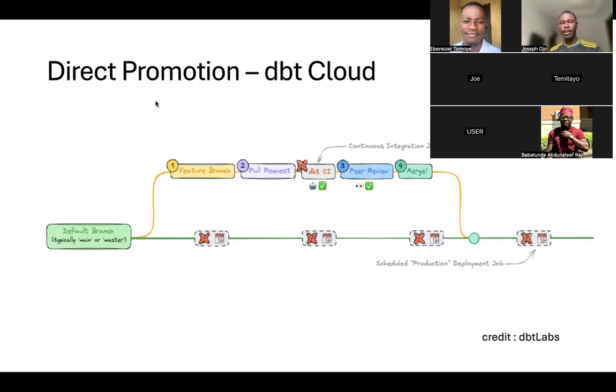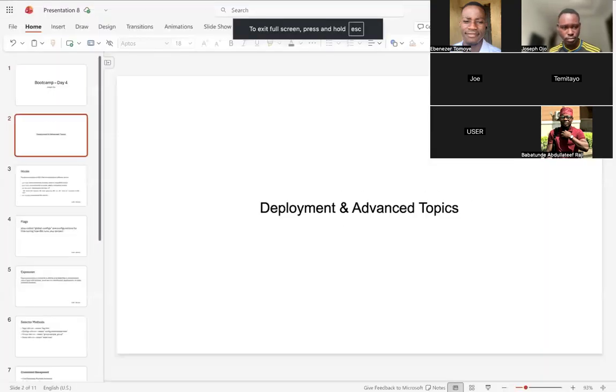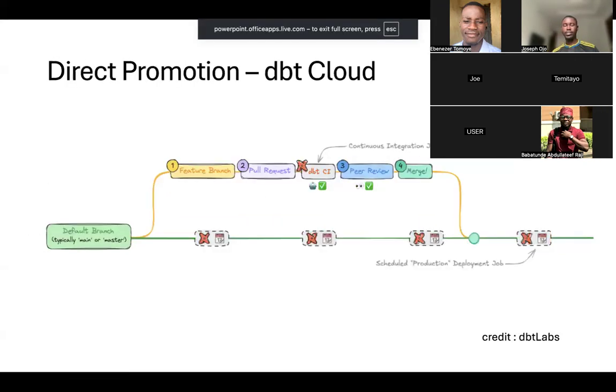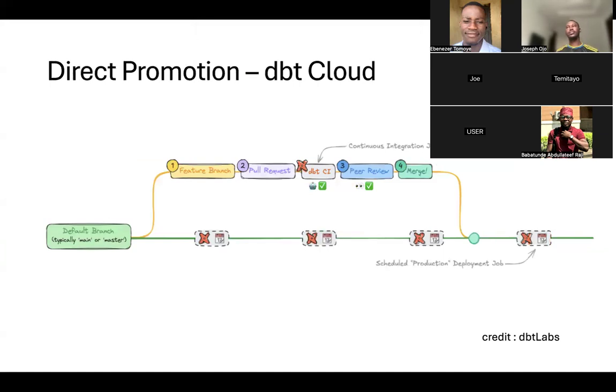So, a few slides ago, I talked about the different selectors that are available in DBT, where I mentioned things like tags, configs, and the like. Now I'm talking about Git workflow strategy.